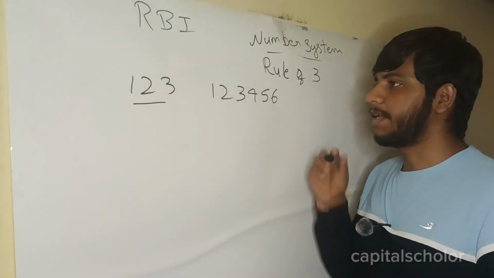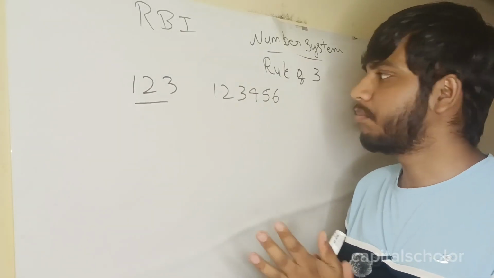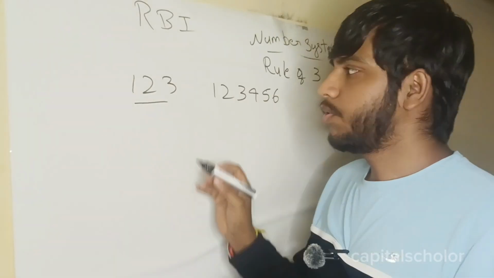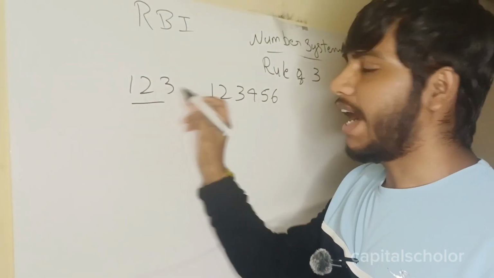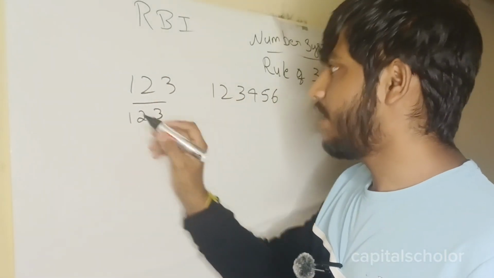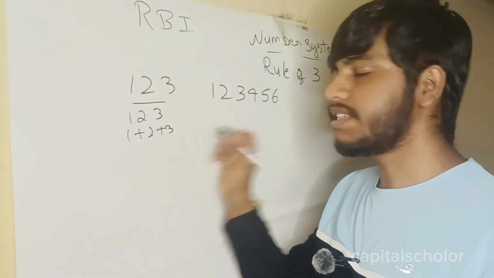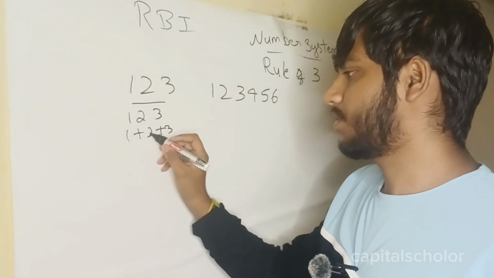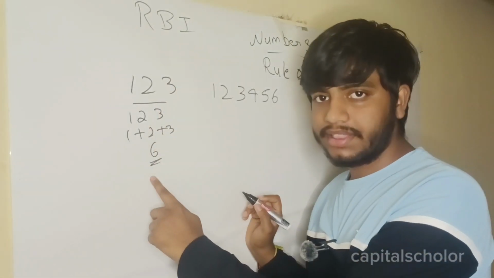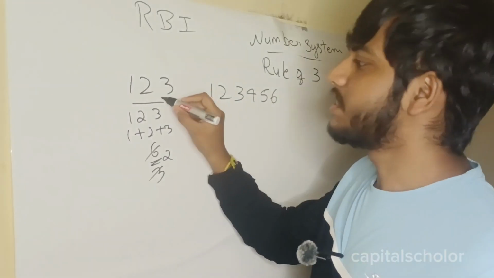The next number is 3. Here we will understand how we can find out that a number is divisible by 3. To find out, you should add the digits. Like 123 is a number given, so we should add the whole number: 1 plus 2 plus 3. 2 plus 3 is 5, plus 1 is 6. So here we are getting 6. Is it divisible by 3? Of course yes. 3 1s are 3, 3 2s are 6. So we can say 123 is divisible by 3.